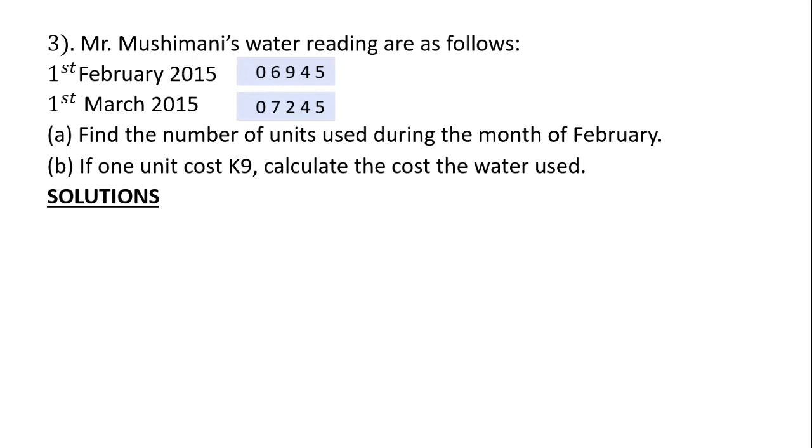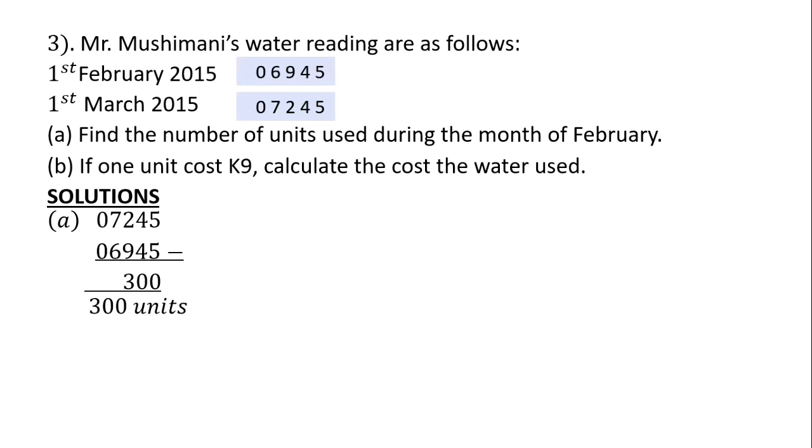So what we are supposed to do is to subtract the units which were read on the 1st of March minus the units on the 1st of February. So we are going to say 07245 minus 06945 is giving us 300. So the number of units for the month of February was 300 units.